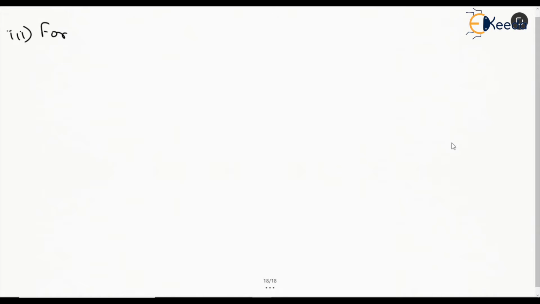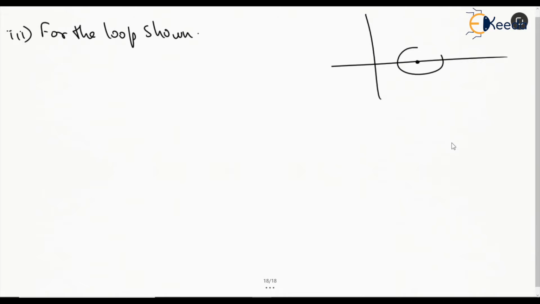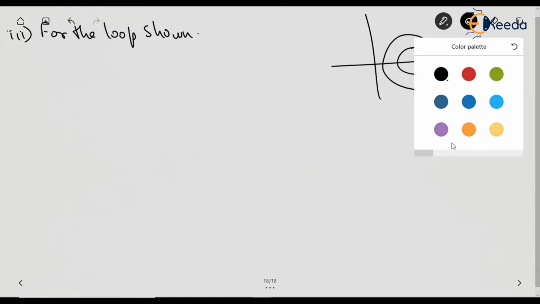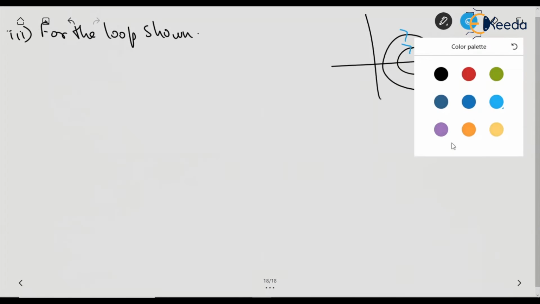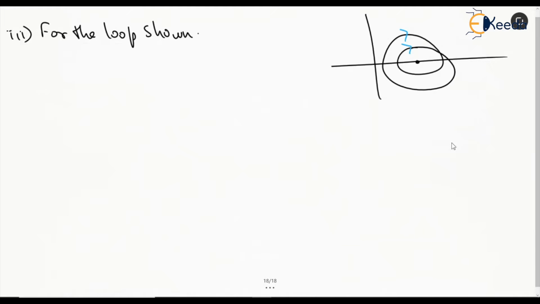for the loop shown. So in this case, there is a certain graph given. This is z equal to 2, and this is the curve. The direction is also given. This direction is in this manner. Again, this 2 lies here. This is x and this is y. This is z plane.